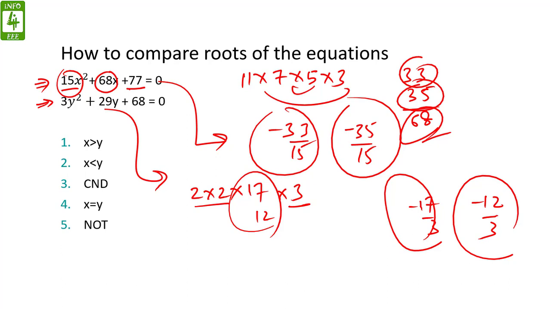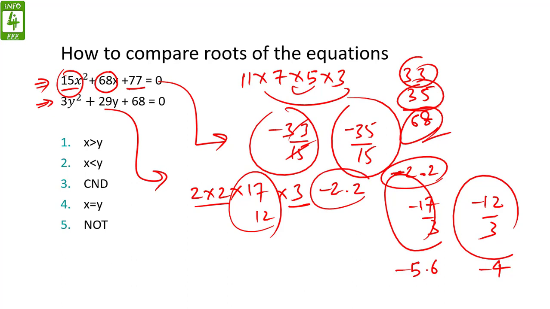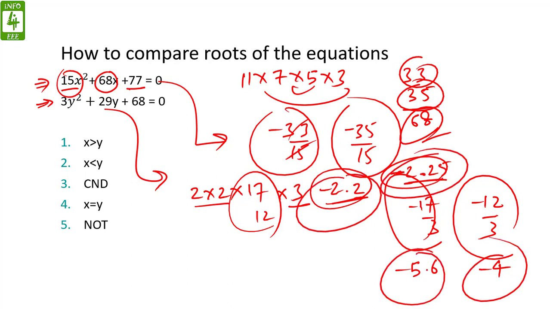Now you need to compare these values with this one. So this value is approximately 5.6, and this is exactly minus 4, and this is, let's say, minus 2.2, and this is something like minus 2.5, approximately. So now you need to compare minus 2.2 and minus 2.25 with these two values. These values are obviously greater than these values. So what you can conclude here is x is greater than y. So this will be the answer here.